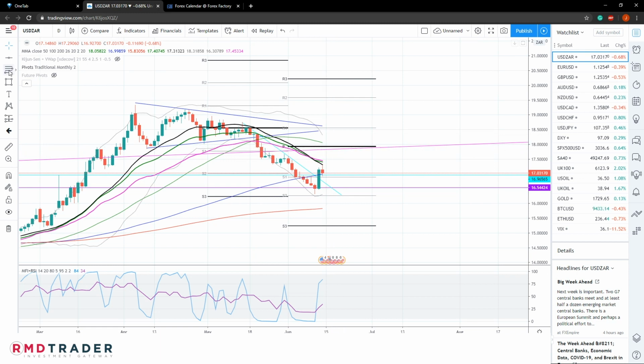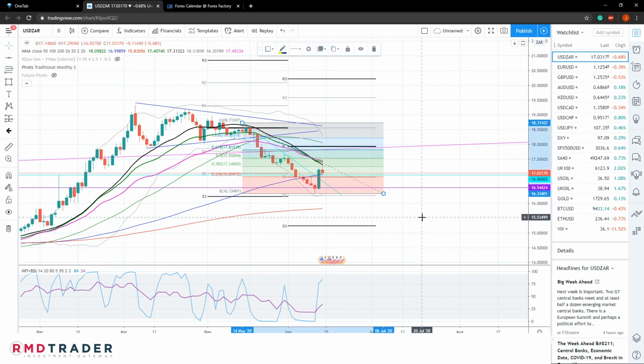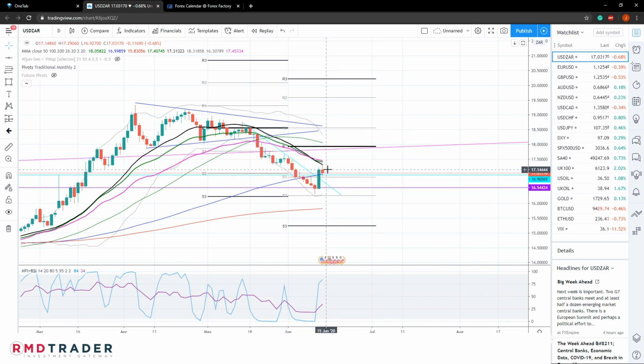Just looking at the Fibonacci retracement for that level, we'll see that this level also coincides with the 61.8 Fibonacci retracement level, as well as this previous diagonal area which is now currently our area of resistance. So a lot of confluence areas converging on this area. So that would be the area that I would be looking out for the Rand this week.